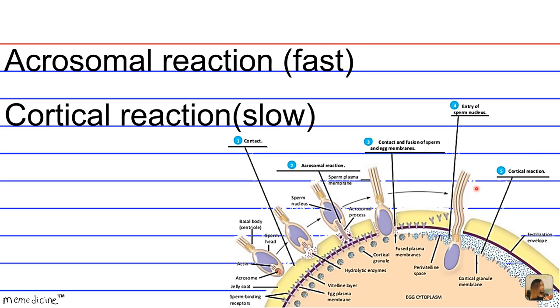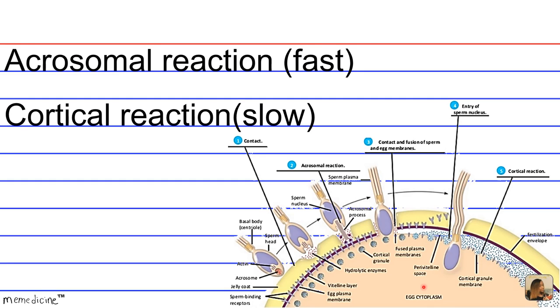And then last, you have the slow step or the cortical reaction. And this is initiated when the gamete plasma membranes fuse. It triggers an increase in calcium ion release in the egg cytosol. Okay, this is the cytosol, the liquid portion of the cytoplasm.